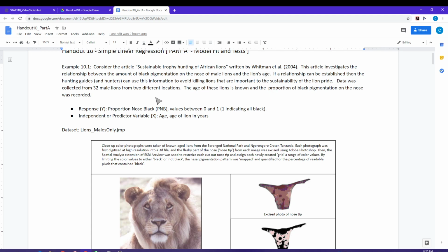Data was collected on 32 different male lions from 2 different locations. The age of these lions is known, and the proportion of black pigmentation on the nose was recorded. So our response variable here is going to be the PNB, or proportion of nose black. These values are going to be between 0 and 1, 1 indicating that the nose is completely black. The independent variable, or the predictor variable, also known as the X variable, is going to be age here, and that's in years. Again, the data can be obtained in the Lions Males Only data set.